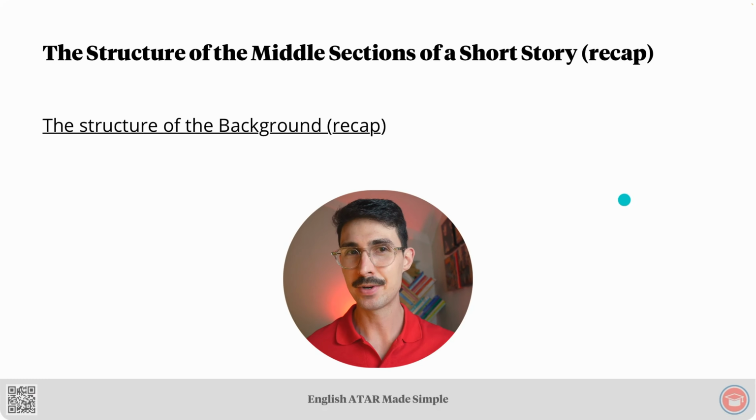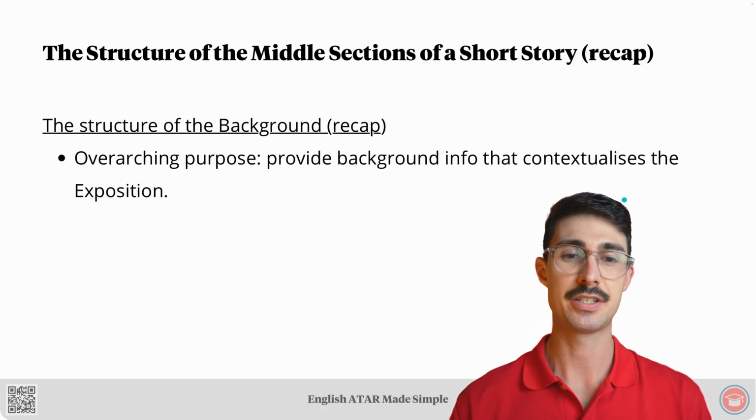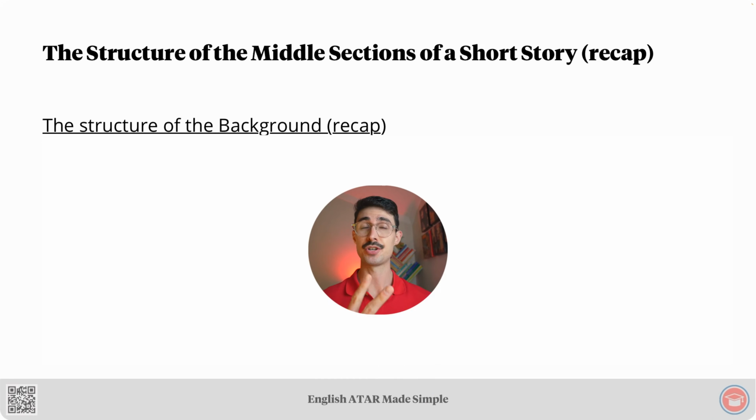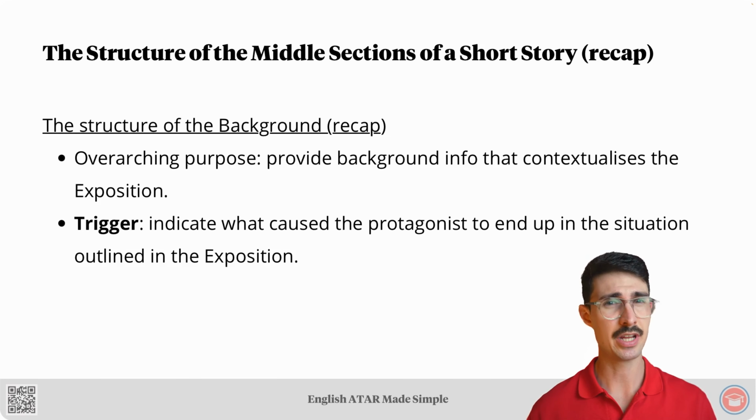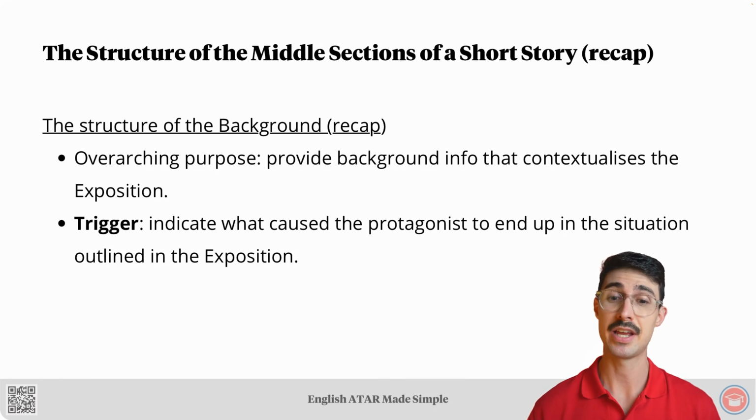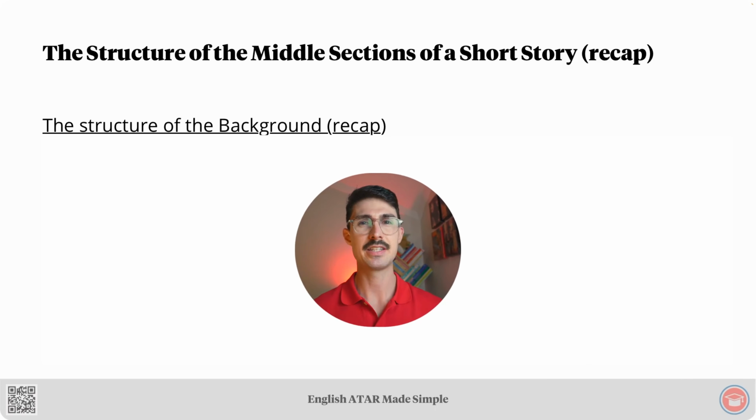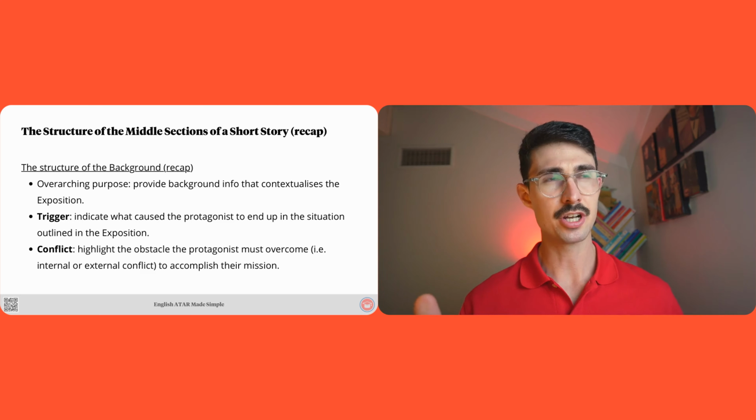Starting with the structure of the background section, the overarching purpose of which is to provide some background info that contextualizes the exposition. It's got two elements or ingredients. One of them is the trigger. This is where you should indicate what caused the protagonist to end up in the situation outlined in the exposition. The other ingredient is the conflict. This requires you to highlight the obstacle the protagonist must overcome. In other words, an external or internal conflict to accomplish their mission. That is the structure of the background section.